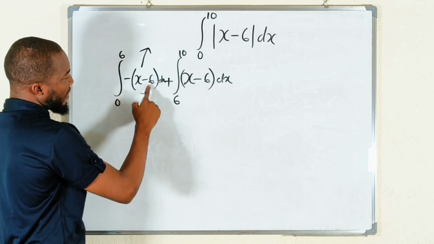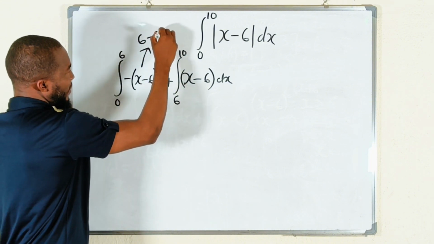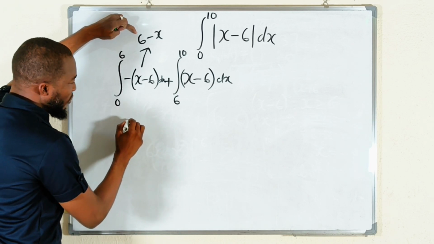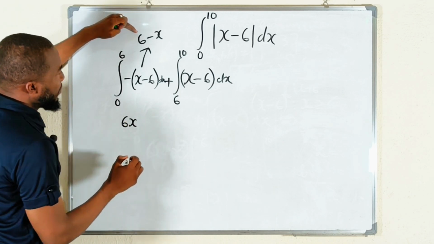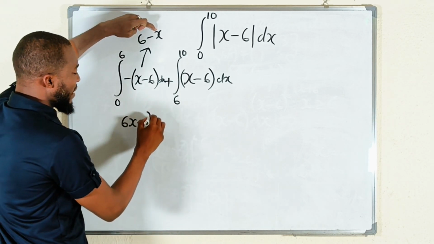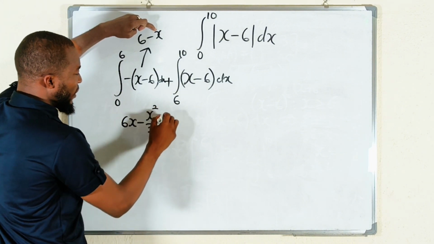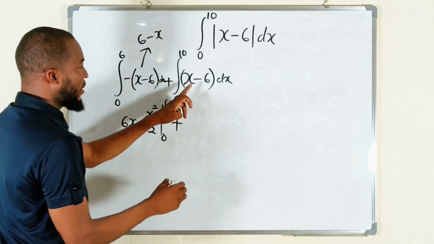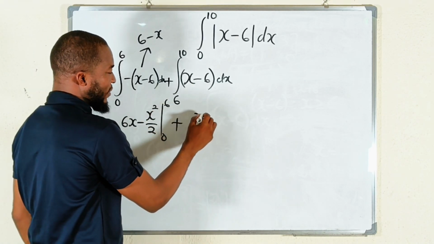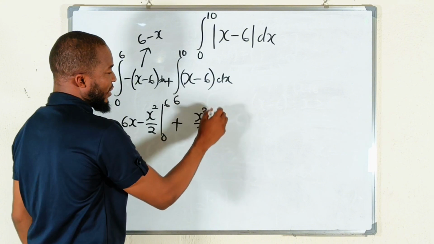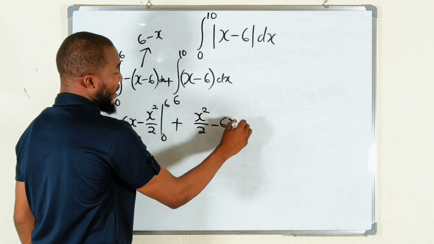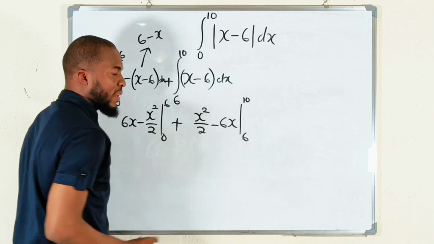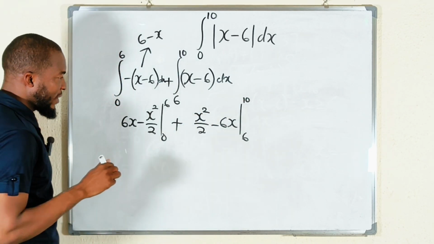This is 6 minus x, right? 6 minus x if you expand. So the integral of 6, which is a constant, will be 6x. And this one will be minus x squared divided by 2. The boundary is from 0 to 6. You add the second one. You integrate x, it becomes x squared divided by 2. You integrate this, you have minus 6x. The limit is from 6 to 10. Simplify and get your final answer.